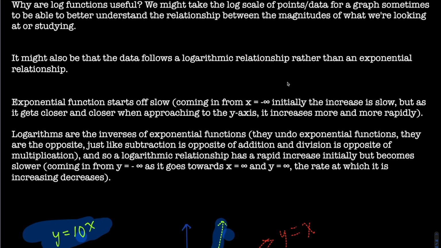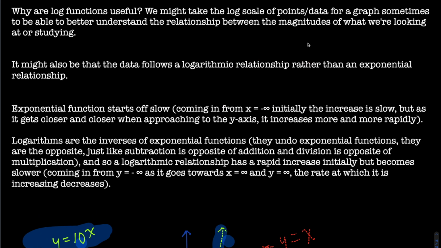So whether it's rating stars, or whether we're looking at sound and the decibel scale, when we look at the magnitudes of sound, we normalize it to a base, and we're able to study that graph from that. And also, another reason is the logarithmic relationship is different from an exponential relationship.